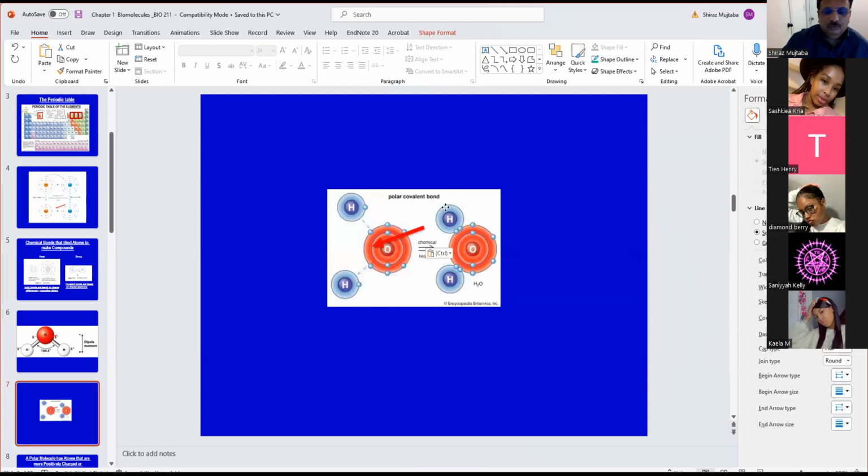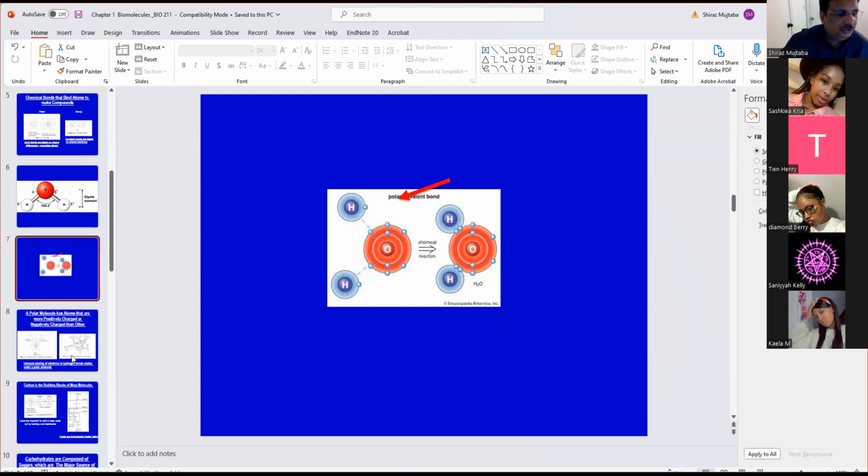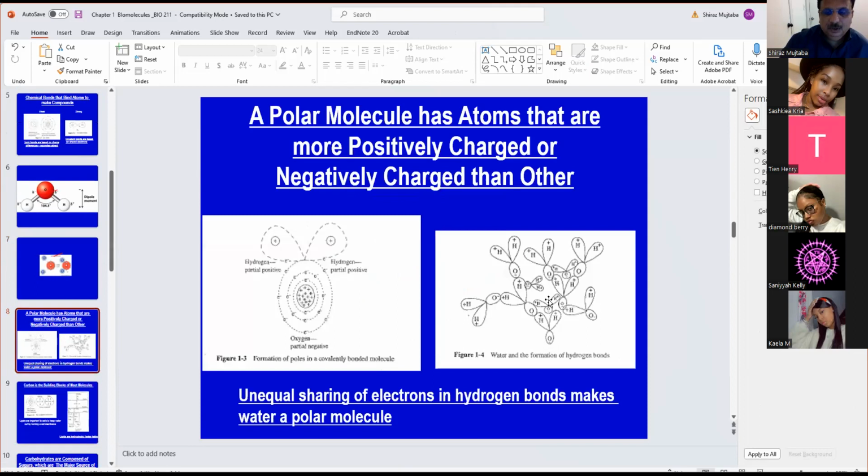So water is 2 hydrogen, 1 oxygen. It's a covalent bond, but it's polar. Why is it polar? Because there is separation of charge, negative and positive. And it's a neutral pH, it's a common solvent, and so on and so forth. So what is the most interesting thing about water? The most interesting thing is that water molecules can connect with each other.